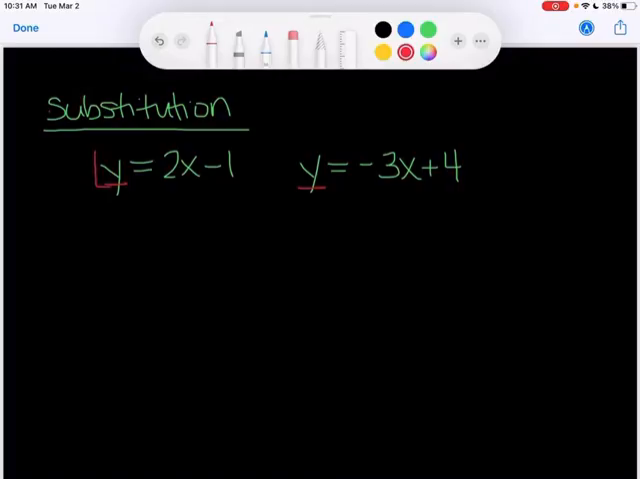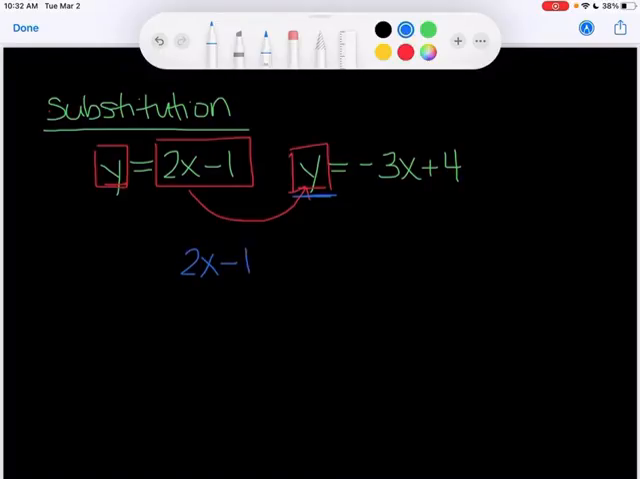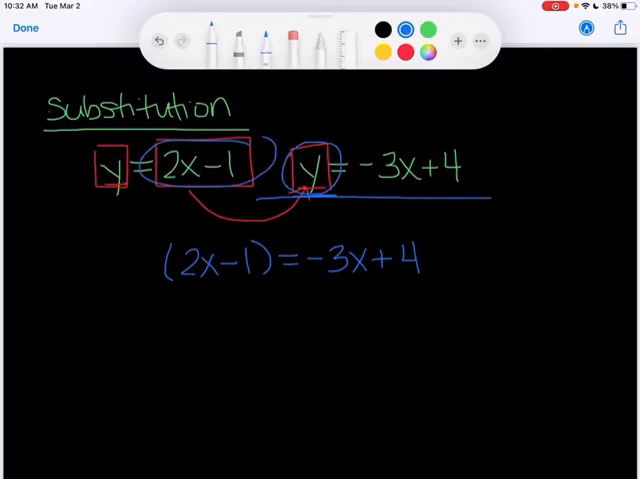So here we see that y equals 2x minus 1. So in the other equation, wherever I see y, I can plug that 2x minus 1 in. So I'm going to go ahead and do that. For that y right here, I'm rewriting it with 2x minus 1, equals, we've got negative 3x plus 4 on the other side. So again, we're just rewriting this equation, but we replace this y with the 2x minus 1.